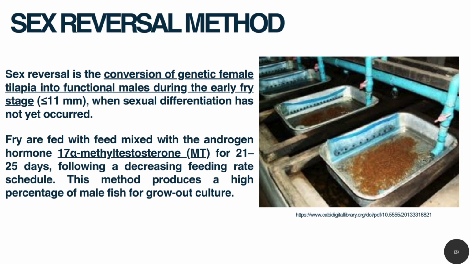Another widely used technique is the sex reversal method. This method converts genetic female tilapia into functional males during the early fry stage, specifically when the fry are 11 millimeters or smaller and sexual differentiation has not yet occurred. The fry are fed with feeds mixed with the androgen hormone 17-alpha-methyltestosterone for about 21 to 25 days, following a decreasing feeding rate schedule. As a result, a high percentage of male fish is produced, which is ideal for grow-out culture due to the faster growth and better size uniformity.